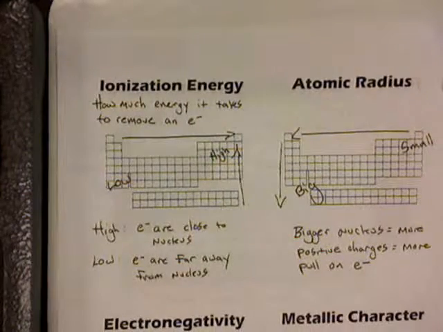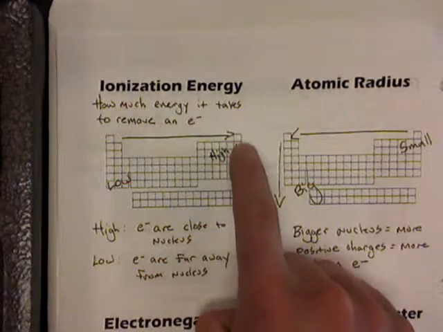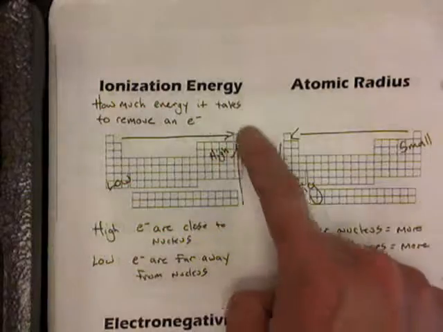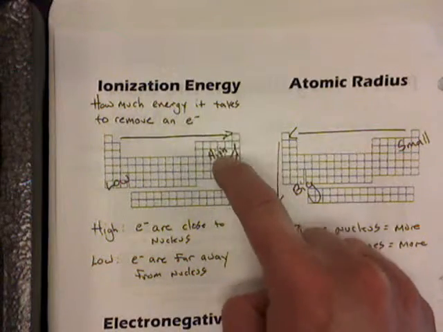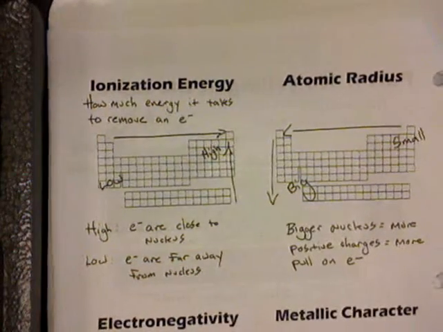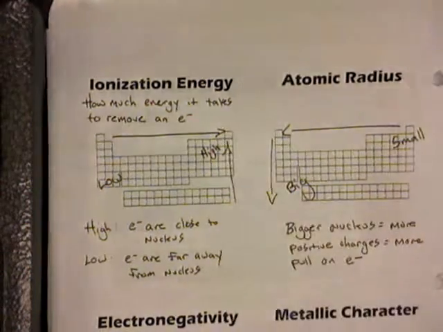A couple of patterns you should note. Ionization energy is highest over here and lowest over here. This is, it takes the most energy to remove an electron from the outer ring. These really like to hold on to their electrons.